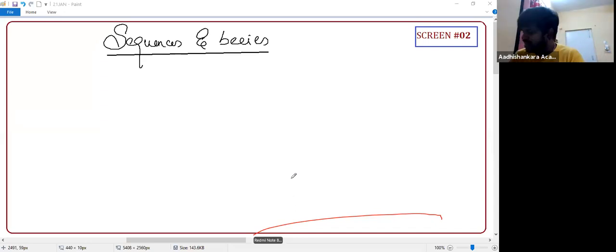Someone is doing annotation on my screen. Guys, don't do the annotation. Let me clear this, and I'll disable the annotation.